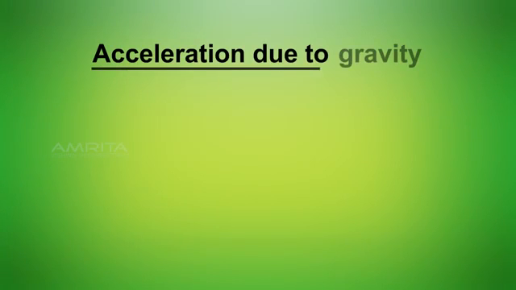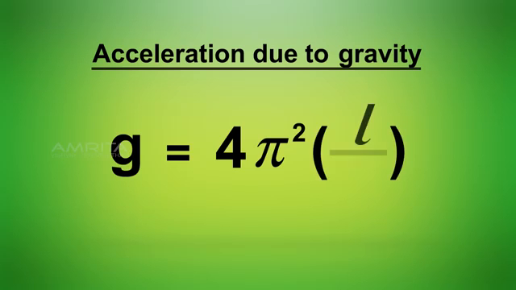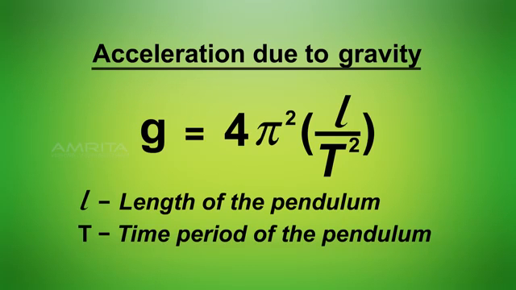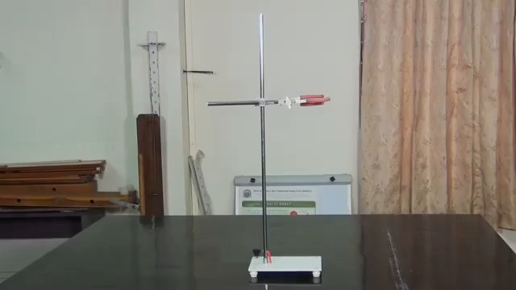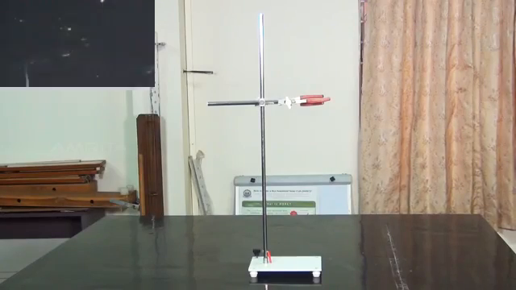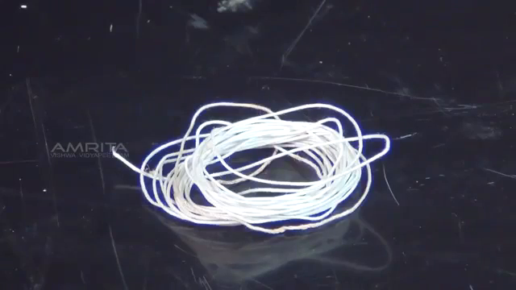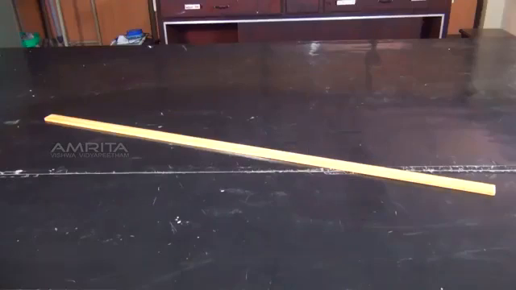Principle: the acceleration due to gravity at a place is given by g = 4π² L / T², where L is the length of the pendulum and T is the time period of the pendulum. Materials required: a clamp with stand, split cork, a bob, cotton thread, vernier calipers, stopwatch, meter scale.